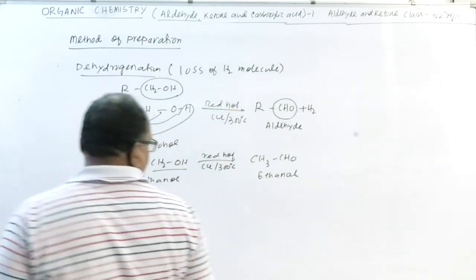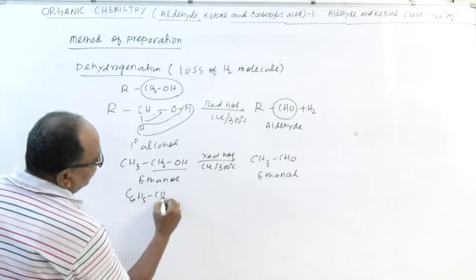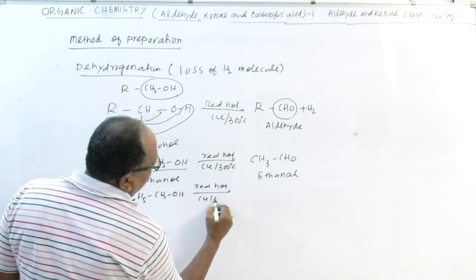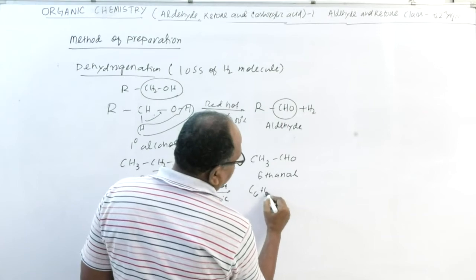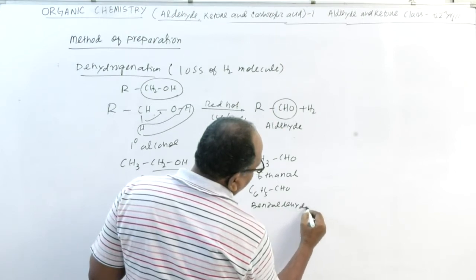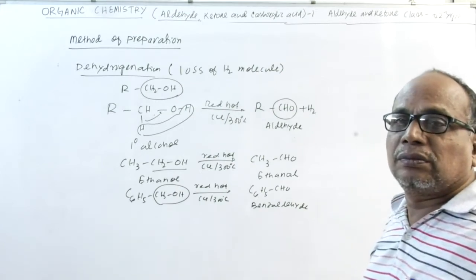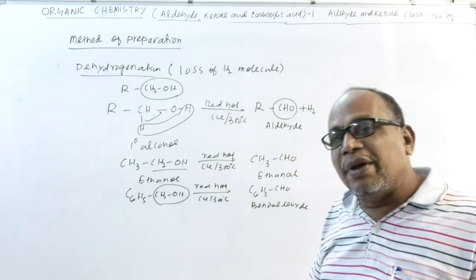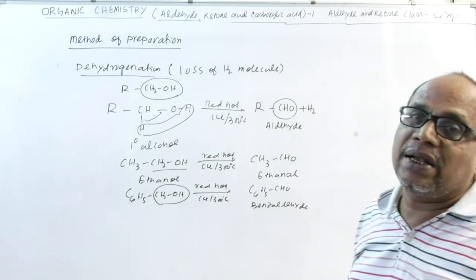Suppose you take benzyl alcohol, that is C6H5CH2OH, and pass it over red hot copper at 300 degrees C. This group is converted to give C6H5CHO, which is called benzaldehyde. So the benzyl alcohol dehydrogenates to give your benzaldehyde.